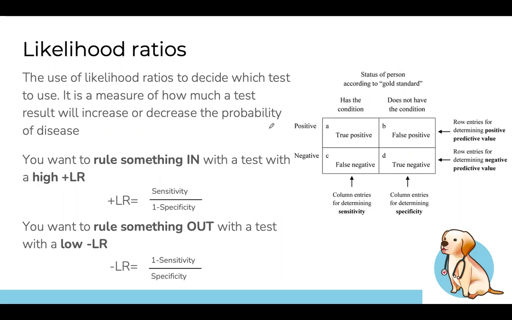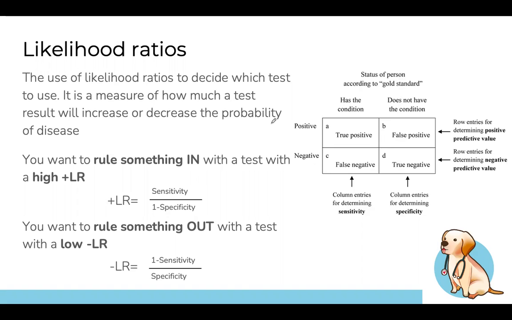So a likelihood ratio is essentially a property of a test that you do to determine whether it's likely or unlikely that a patient will have a particular condition. So in terms of likelihood ratios, each test will have a positive likelihood ratio and a negative likelihood ratio, and they're used in different contexts.